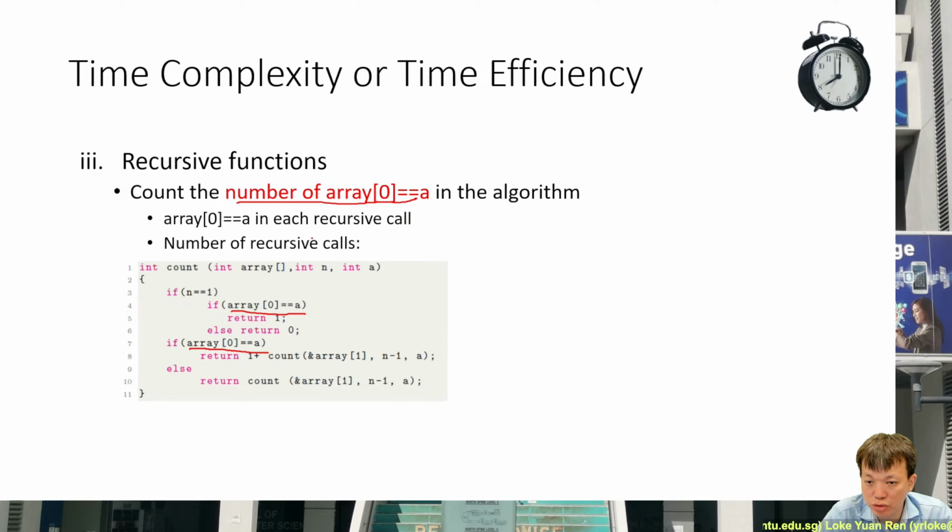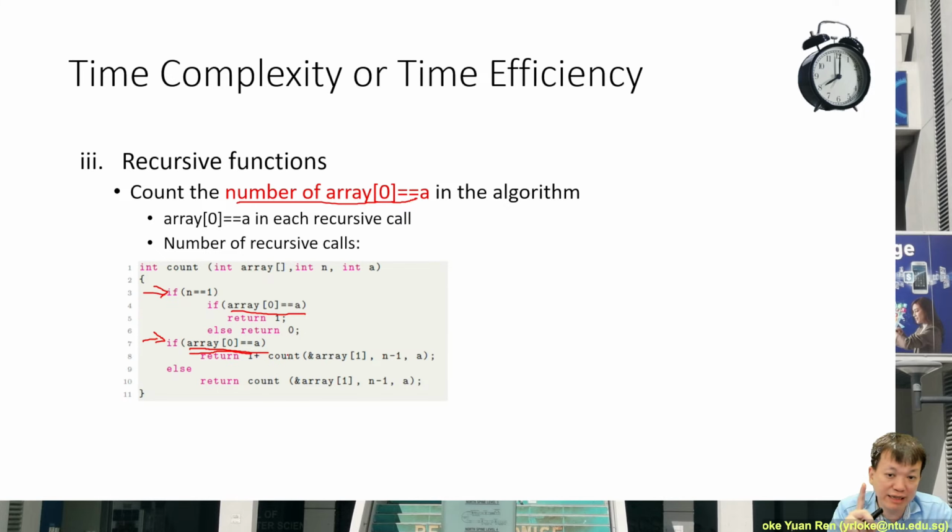So I just need to count in each recursive call. In this particular example, in each recursive call you only did one comparison: you compare whether the index 0 is equal to A or not. You only did it once. When you check, if your n is not equal to 1, then you will execute this comparison.